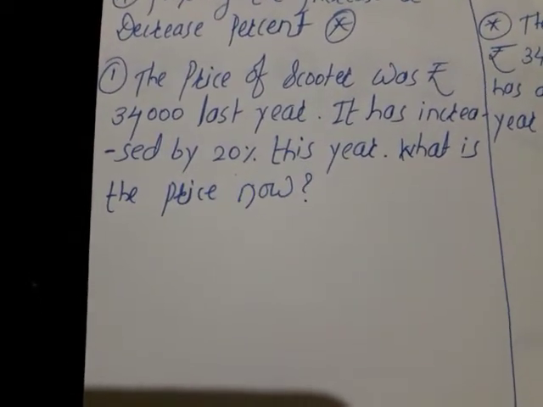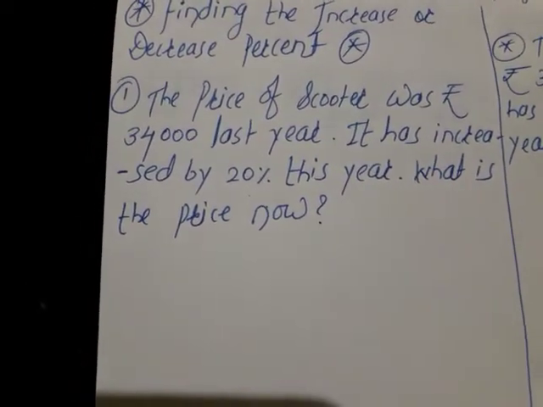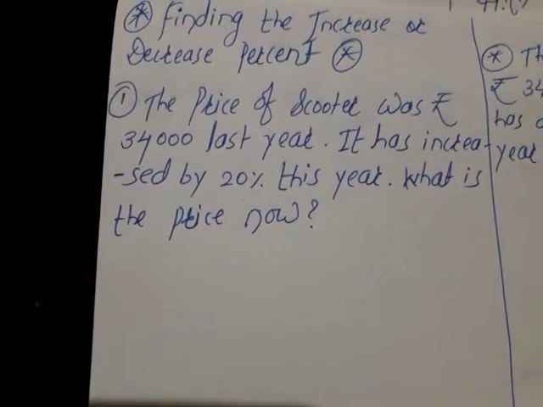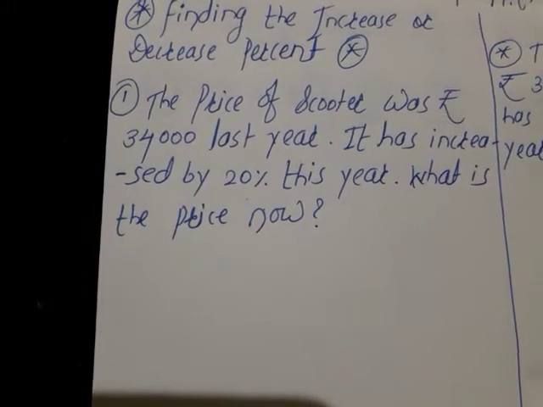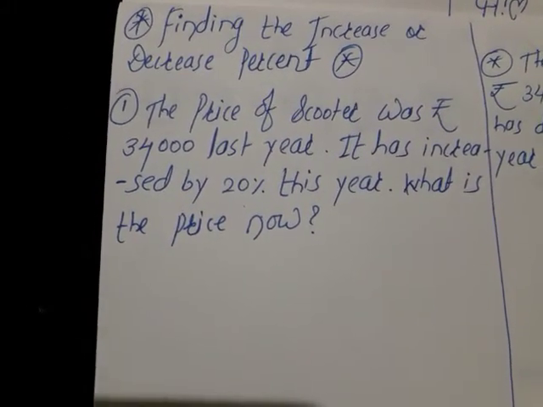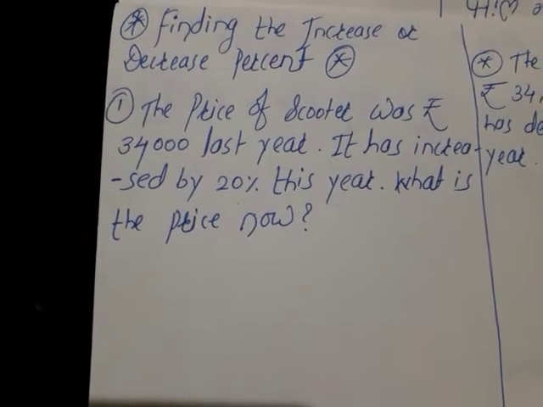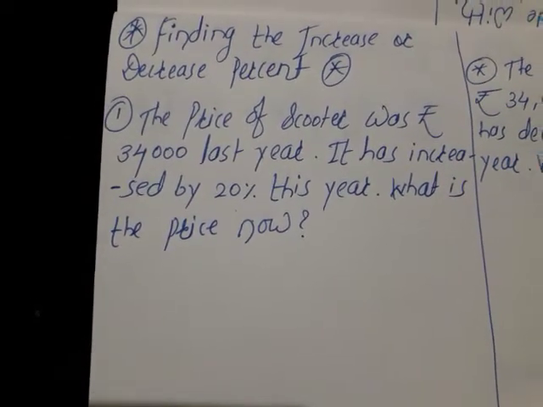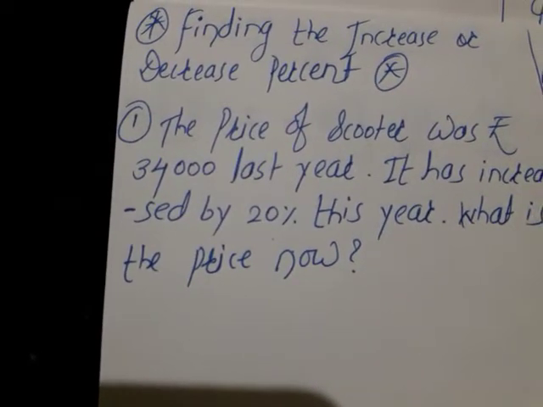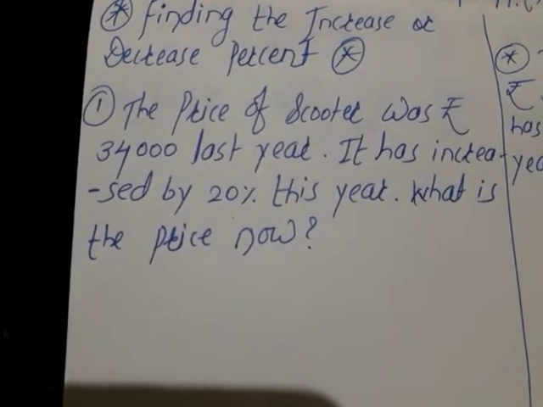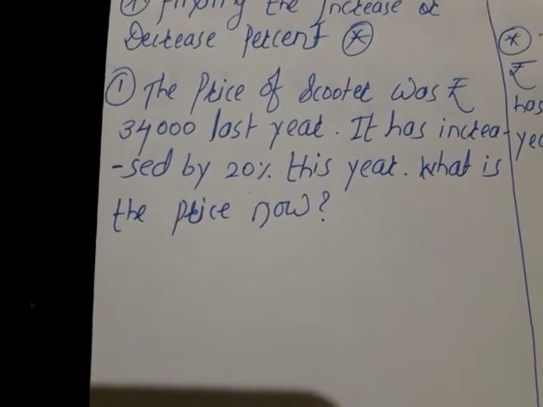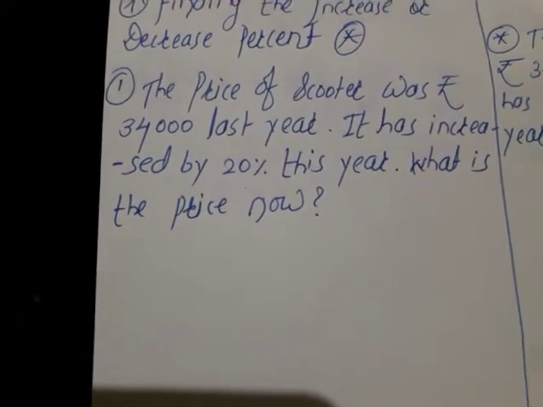Means, what is the condition? Here there is one scooter and the scooter's price is 34,000, which is given for last year. Means, last year that scooter's price was 34,000, but this year that price increased by 20%. Then what is the new price, that we are going to find out. Listen and try to understand.